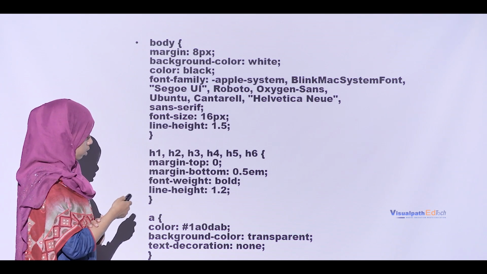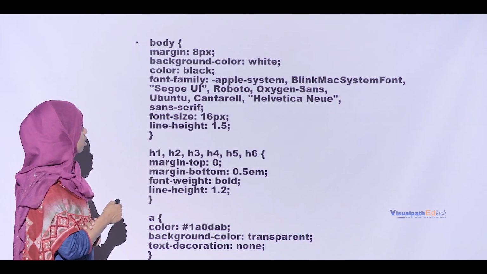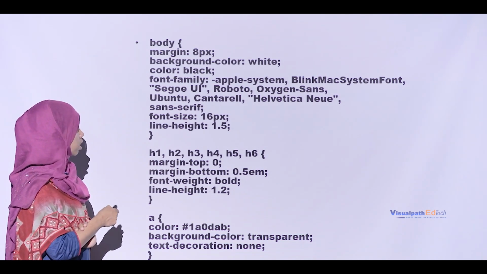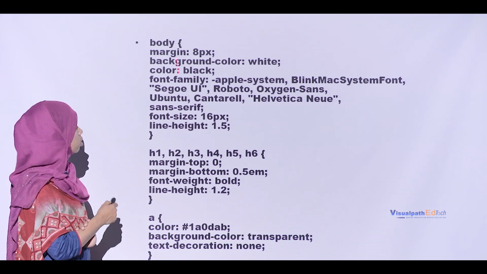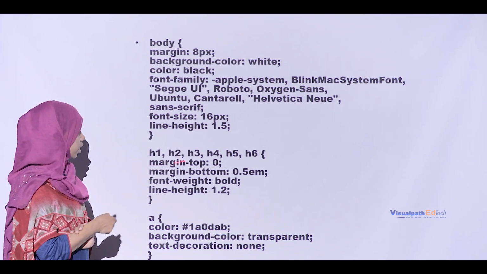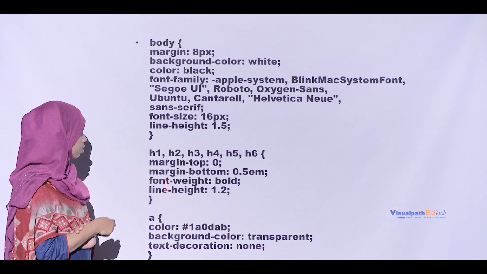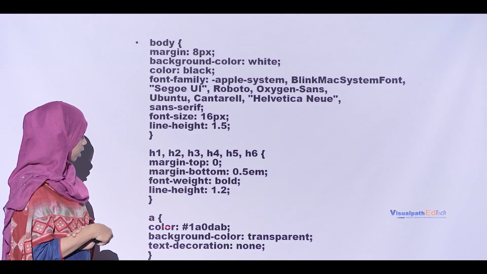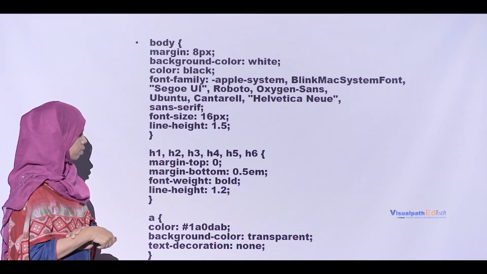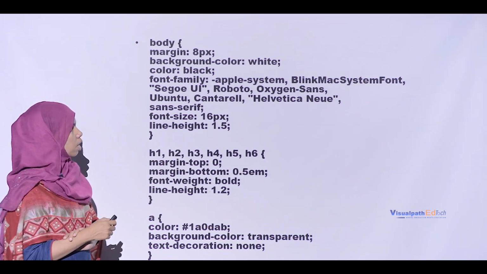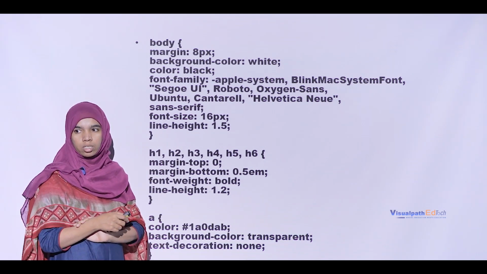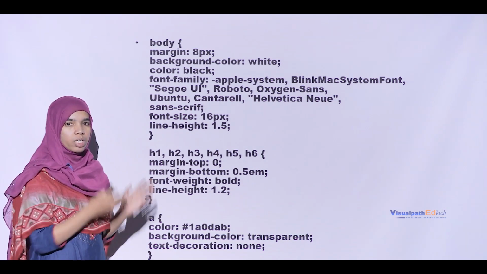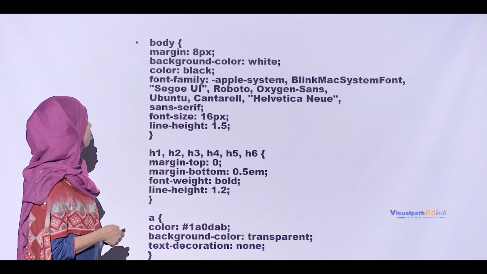So upon the body, you are applying certain margin, background color, font family, font size, line height, and so on. This is for the body part. For the headers, you are applying some other different settings with the properties. And for the anchor tag, you have applied various variations there. So these are all user agent style sheets. Upon each element, we are maintaining it separately.